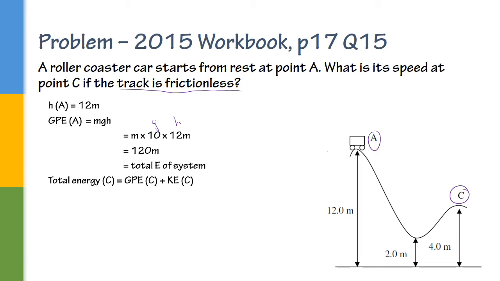Now at point C, the total energy is going to be a combination of the GPE and the kinetic energy at point C. So we plug in our generic formulas for GPE and kinetic energy, which is mgh and also mv squared on 2.